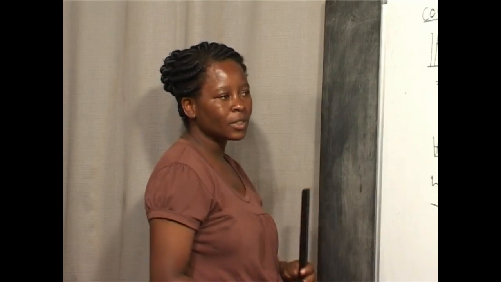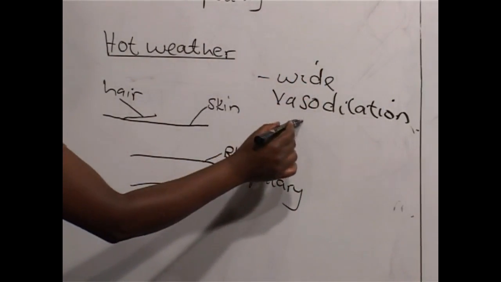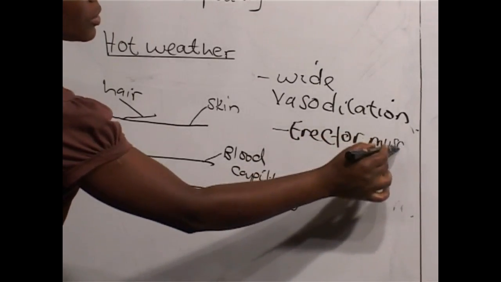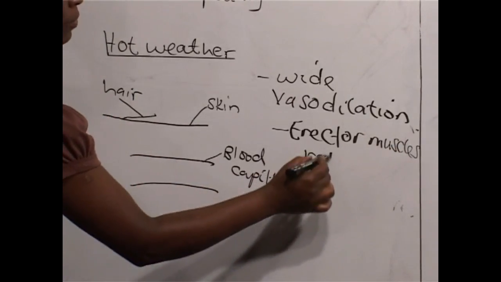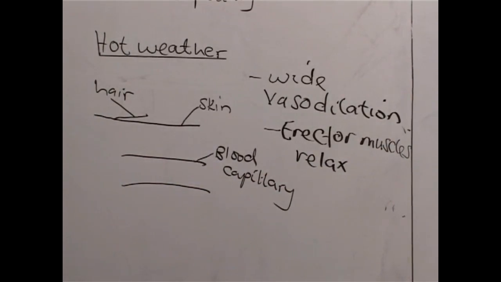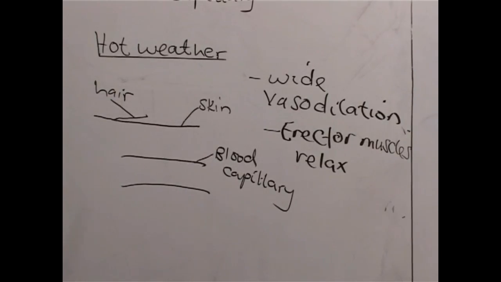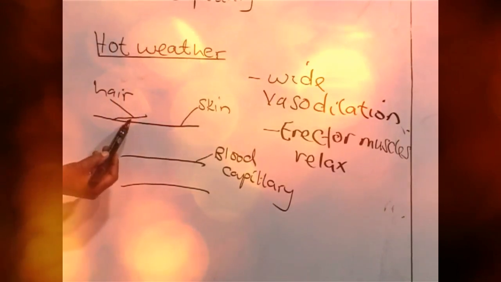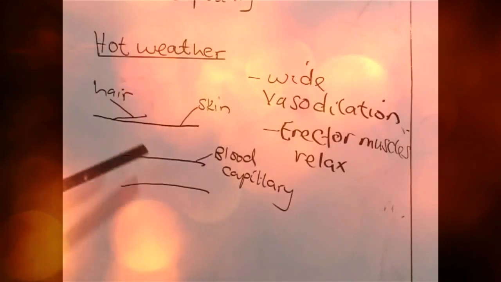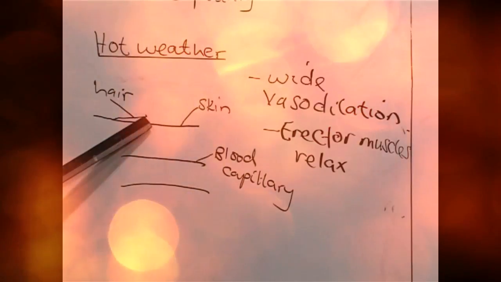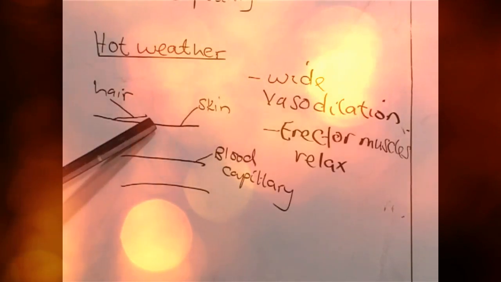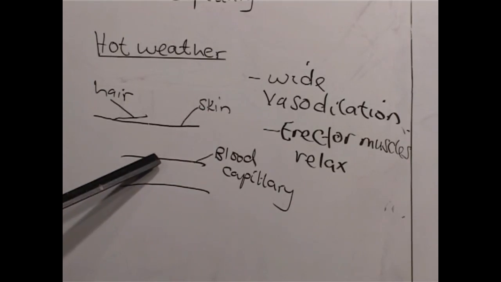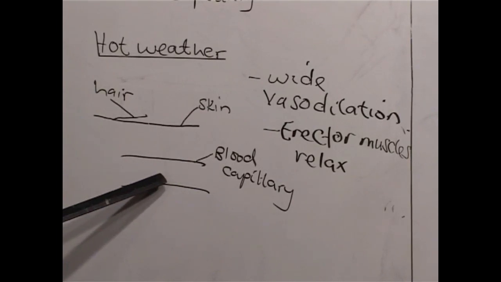Now for the erector muscles, instead of them contracting, when it is hot, they are supposed to relax. So erector muscles relax. When erector muscles relax, the hairs which were standing upright when it was cold will lie almost flat to the skin. So when this happens, air now will no longer be trapped between the hairs. So in this case, more heat from the body, more heat from the skin can easily be lost.